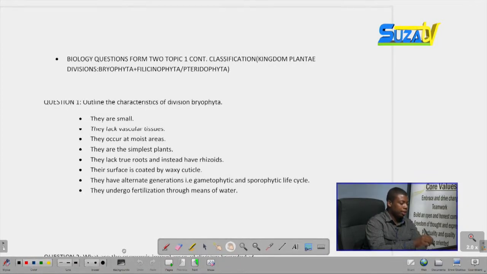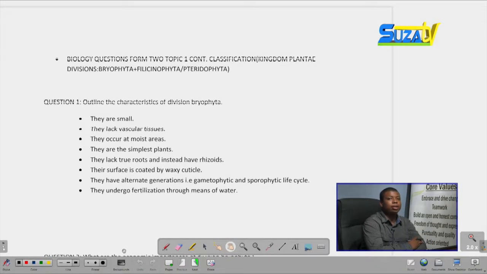Question 1 states: outline the characteristics of division Bryophyta. This is a simple, straightforward question which needs nothing to be said except the characteristics of division Bryophyta. As we all know, division Bryophyta is one of the divisions in kingdom Plantae. In kingdom Plantae, instead of being called phyla, as in the kingdoms Monera, Protoctista, Fungi, and even Animalia, they are called divisions.